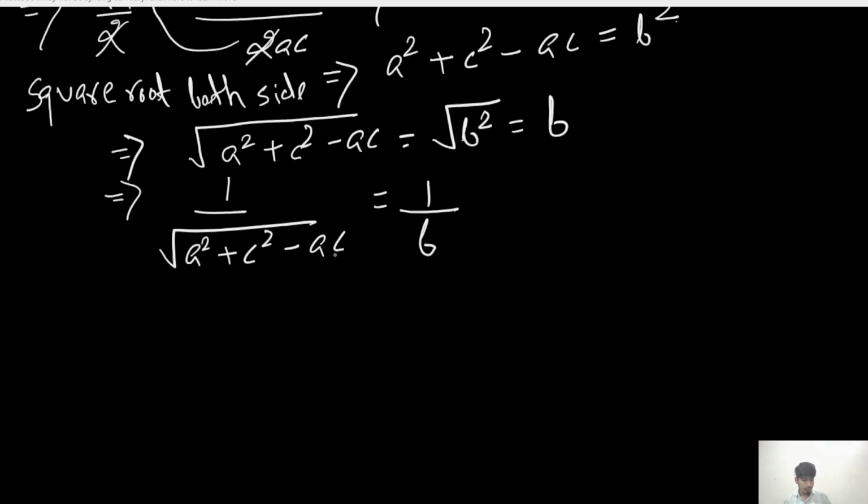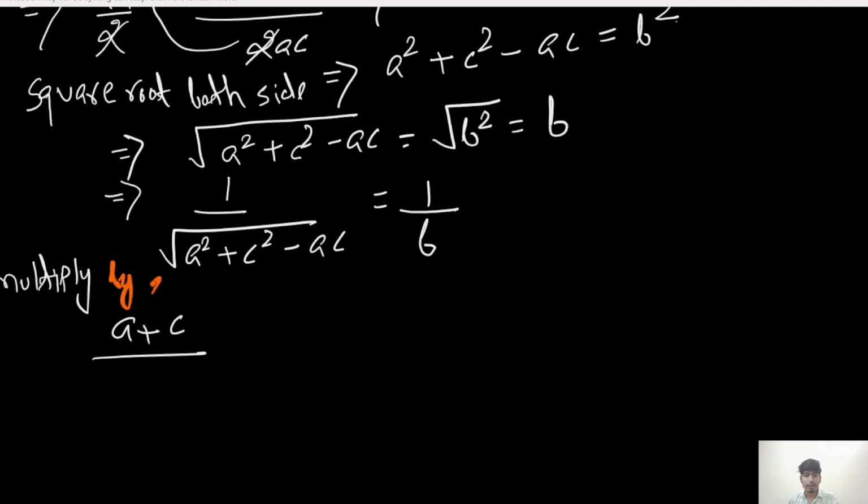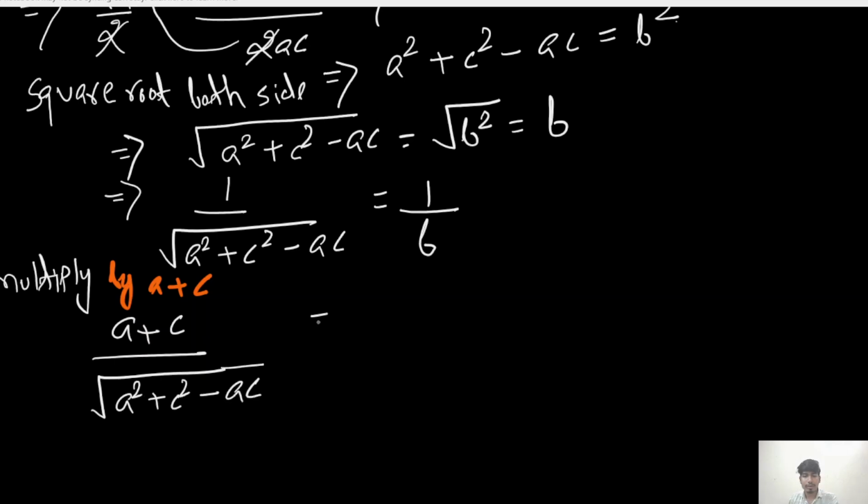Okay students, then what we do now, we multiply in the numerator on both sides by A plus C. Then we get A plus C upon the square root of (A square plus C square minus AC), and also here A plus C upon B. Then apply, students, the values of A, B, C by the sine rule.